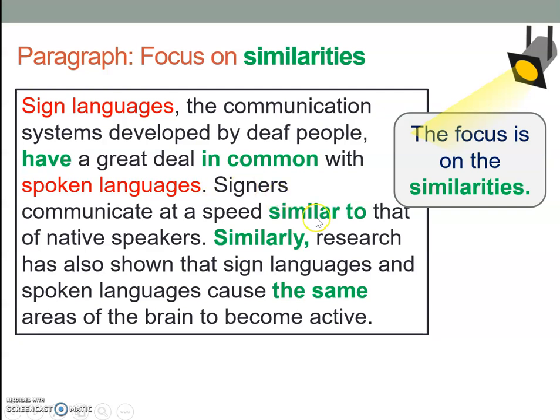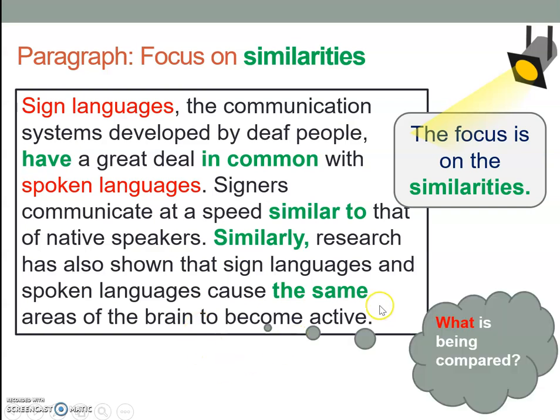And we see here similar, similarly, the same. Signers communicate at a speed similar to that of native speakers. Similarly, research also has shown that sign languages and spoken languages cause the same areas of the brain to be active. So we have to look and say, what is being compared? Sign languages and spoken languages, and in what ways are they similar?